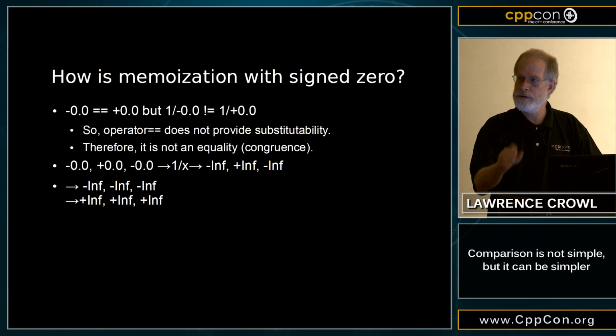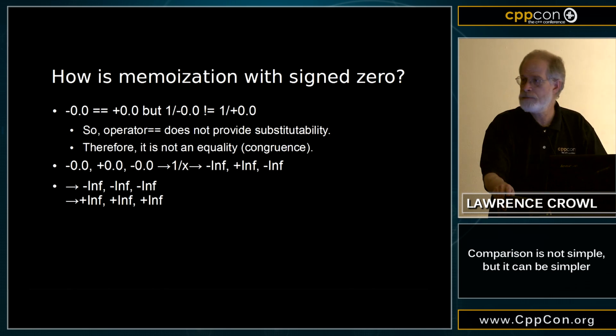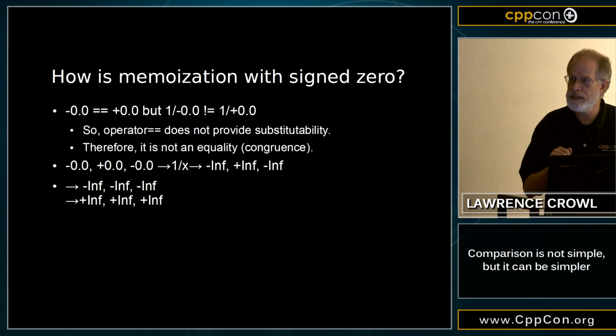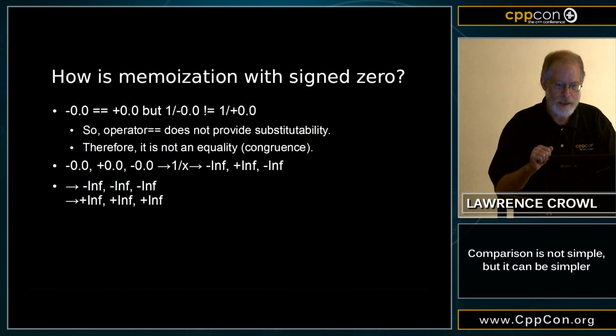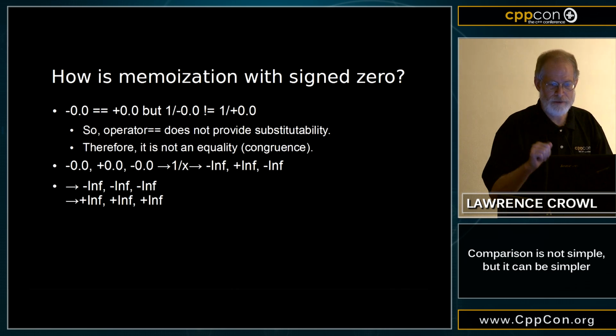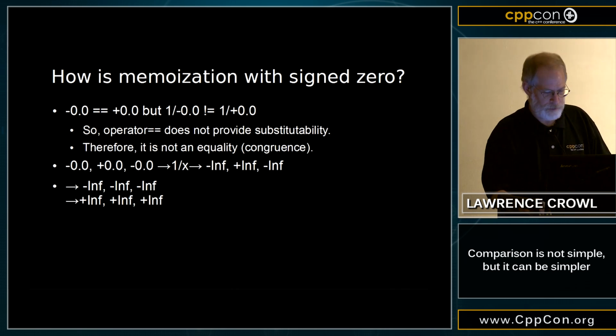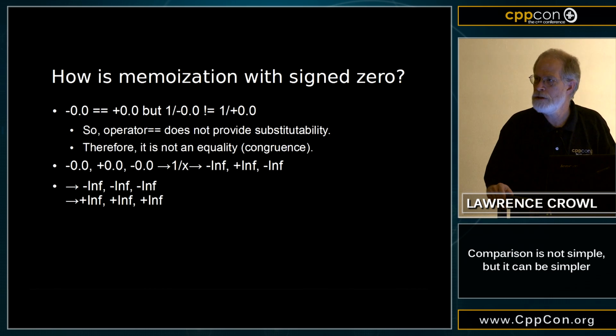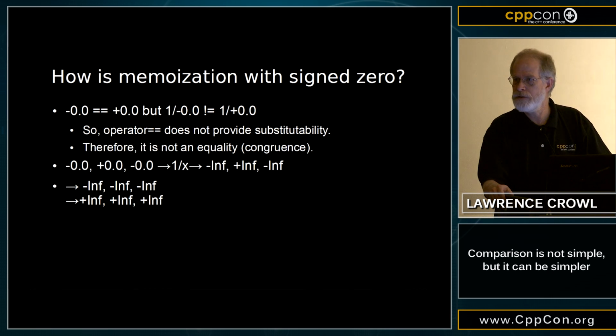So we've got the wrong thing there. And if I reorder the input, I might get plus infinity, plus infinity, plus infinity. What's happening here is because -0 and +0 compare equal, the first one into that bucket defines the result for everything in its partition. That's probably not what we want if we're doing memoization. 1 over x is not the only function that has this behavior. There are several trig functions that have this behavior and so forth.